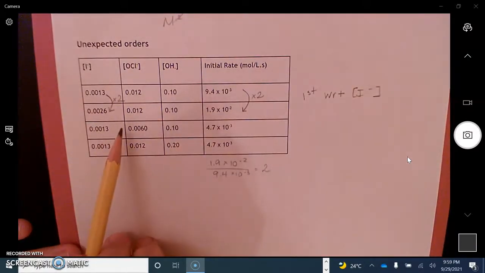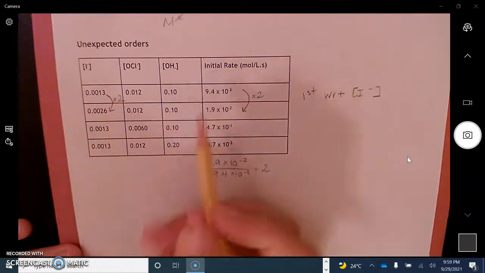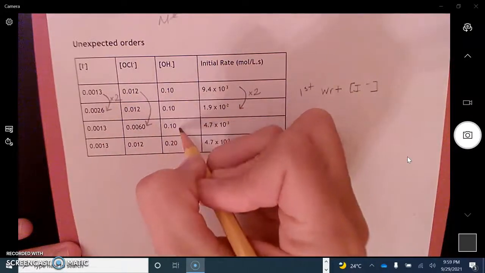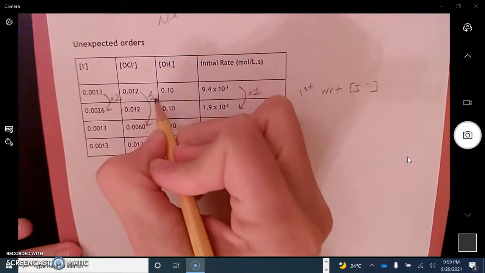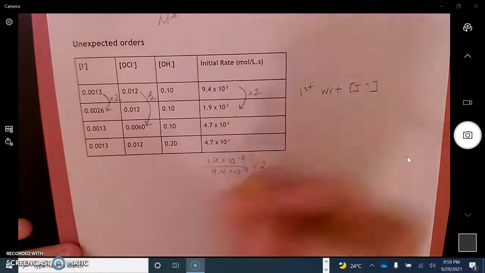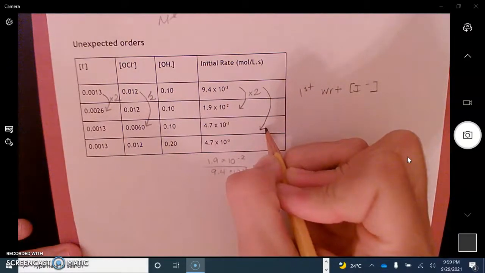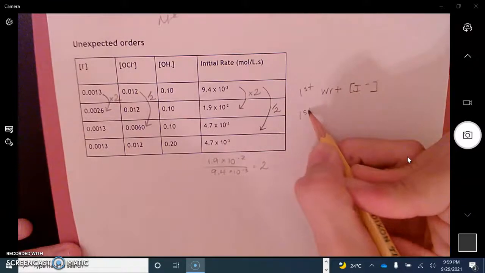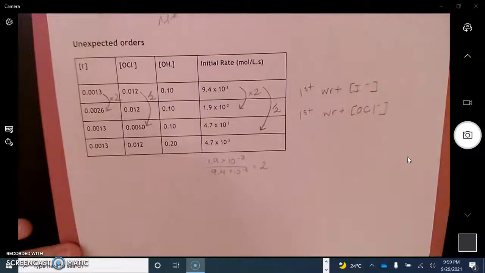Okay, let's keep going. Looks like trials 1 and 3 hold iodide and hydroxide constant, so let's use that. When iodide is constant and hydroxide is constant, OCl- has halved, divided by 2. The rate also halved, 9.4 down to 4.7. Okay, we have another first order. First order with respect to OCl-. Okay, so far so good.